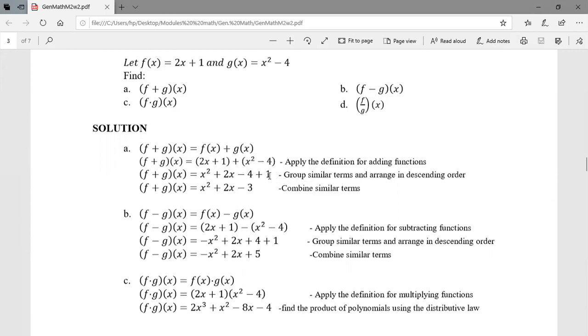So, negative 4 plus 1. Same terms, negative 4 plus 1 is negative 3. So, our f plus g of x is equal to x squared plus 2x minus 3.